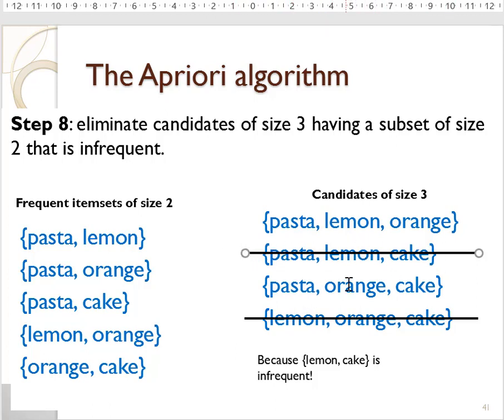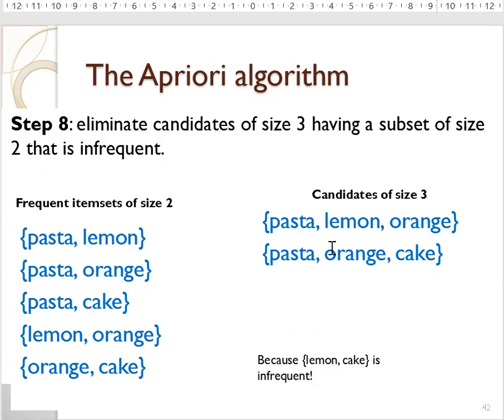Now we do pasta orange cake. All the subsets are frequent, so it's okay. Now this one contains again lemon cake of size 2, and it is infrequent. We don't have lemon cake, so we can also eliminate this one. So after we do this, we have only 2 candidates of size 3.